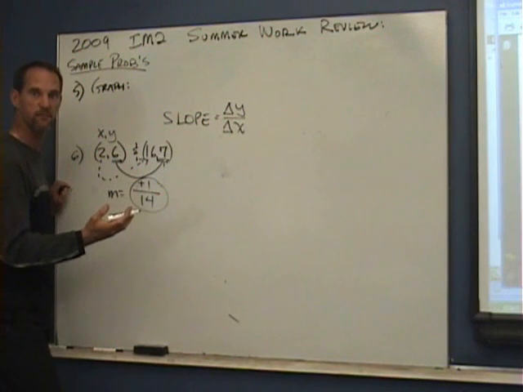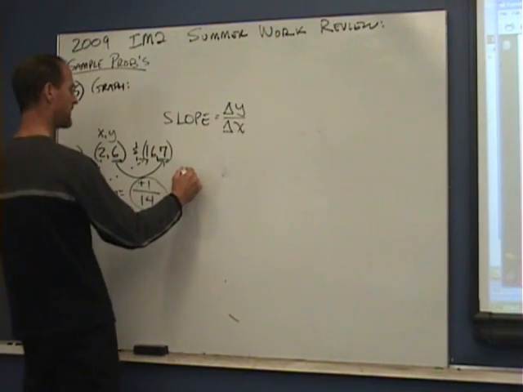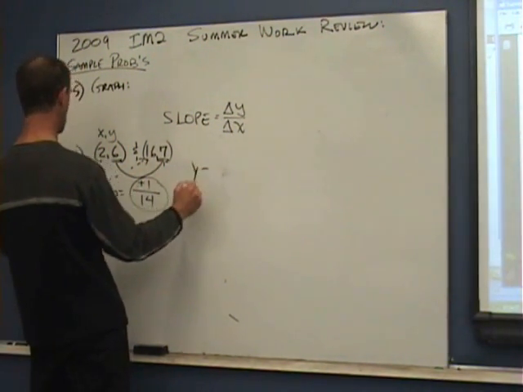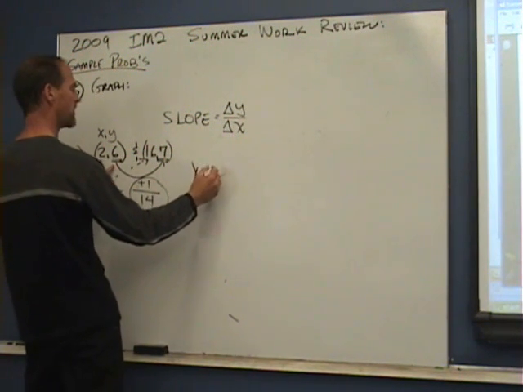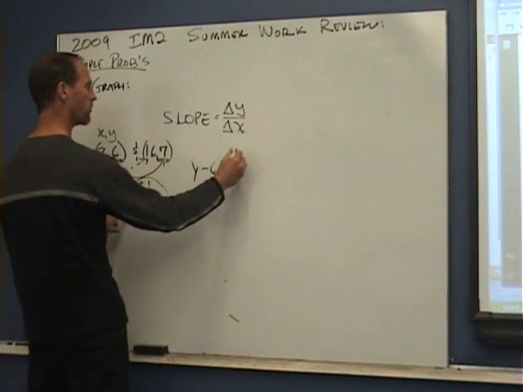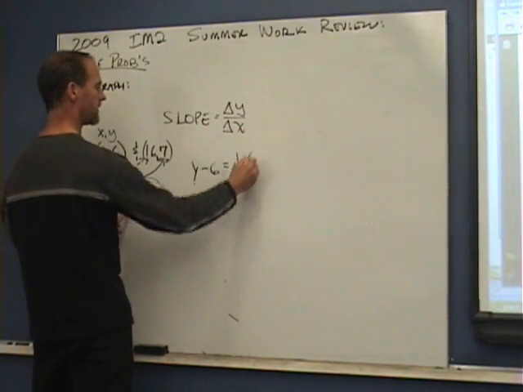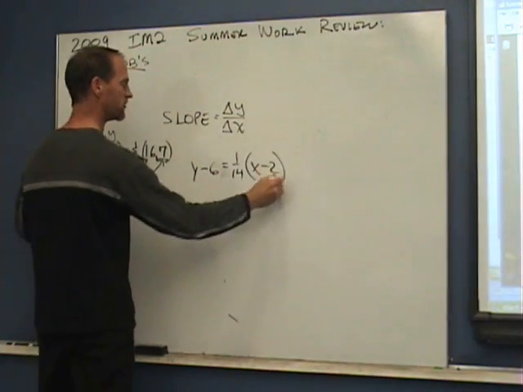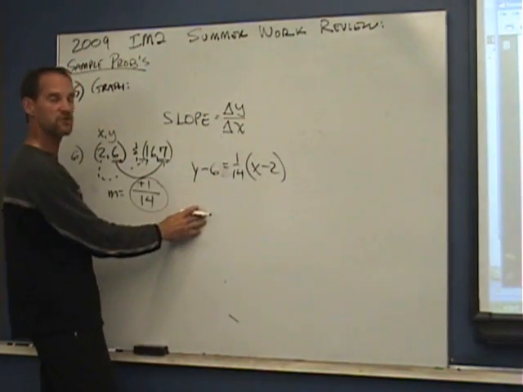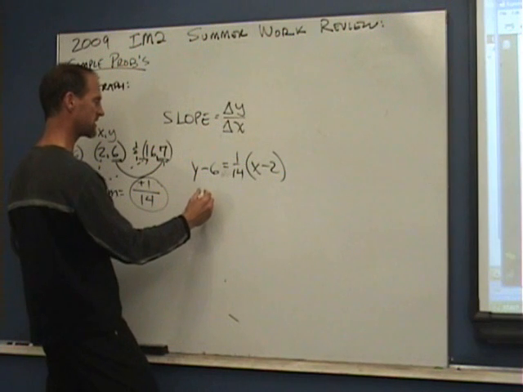And then I can just put it into point slope form. And that's going to be y minus either of these y points. I like that one because it's first. Y minus 6 equals the slope, 1/14, then x minus that x coordinate 2. If I want to transform this into slope-intercept form, I can do that quite easily.